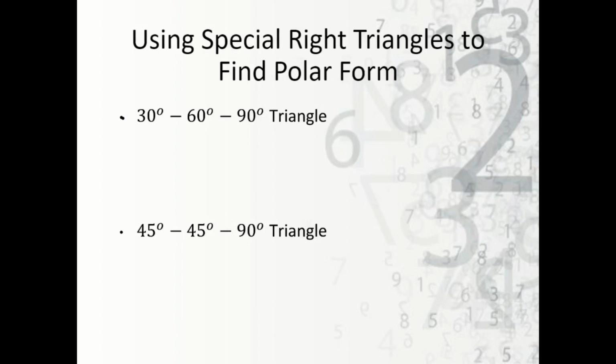Now what happens if it's not as simple as being on an axis? Well, most of the time we then need to use our special right triangles to find the polar form. So we have 30, 60, 90 triangles. The 30-degree angle has a distance of 1. The 60-degree angle has a distance of square root of 3. And the 90-degree angle would have a distance of 2, which it doesn't really matter here. Now for a 45, 45, 90 triangle, the 45-degree angle has a side length of square root of 2.